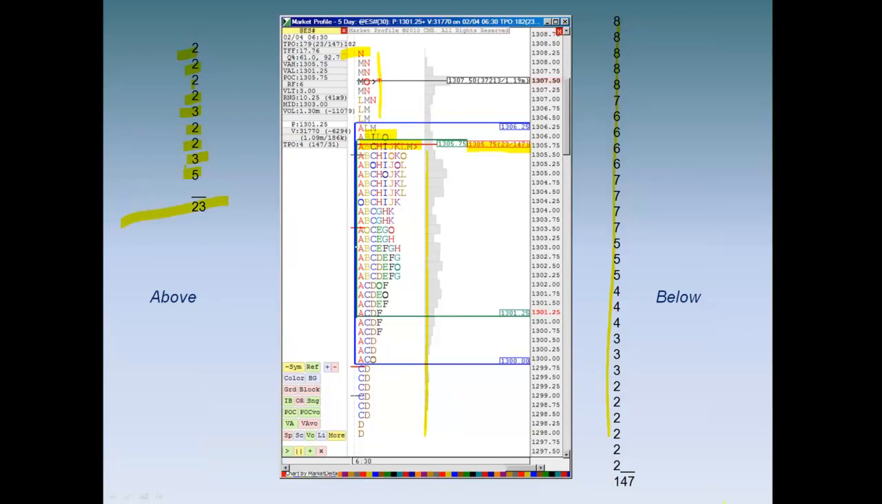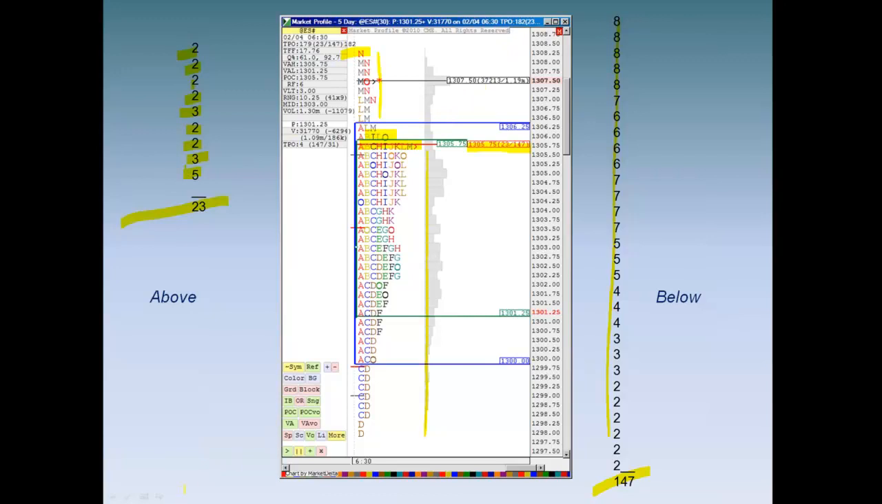Take a look at the imbalance in this case. 23 above to 147 below. Who really is in control right now? The buyer. The buyer is in control. 147 to 223, that's a very wide ratio. And so you are likely to see prices continue to move in an upward direction. The buyer is in control and pushing prices higher.